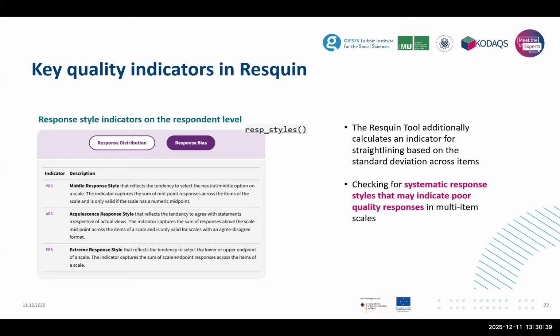So of course, by checking for systematic response styles, we get an idea of what may indicate poor quality responses in multi-item scales.